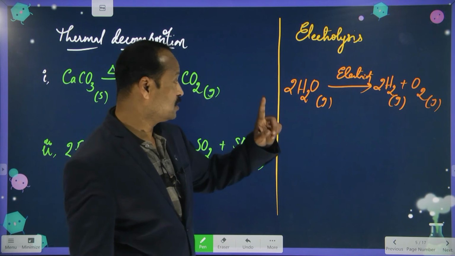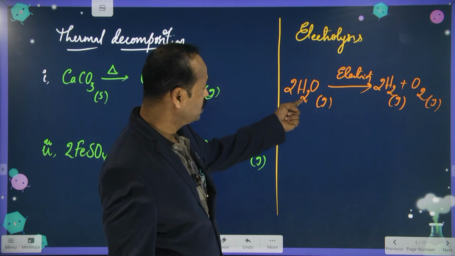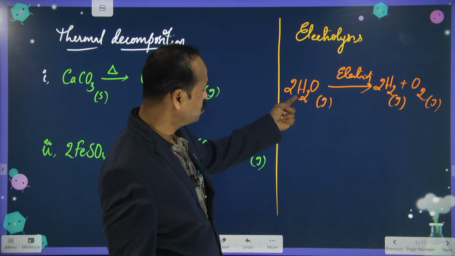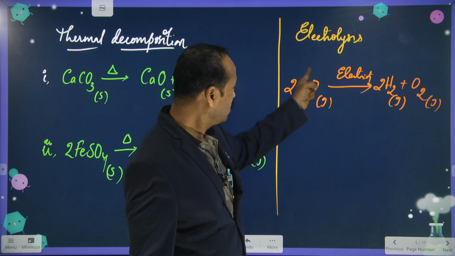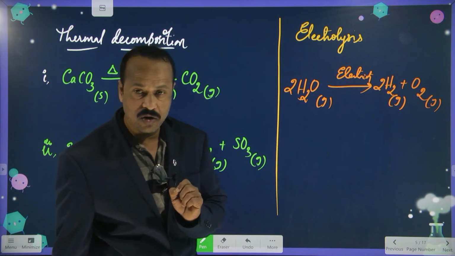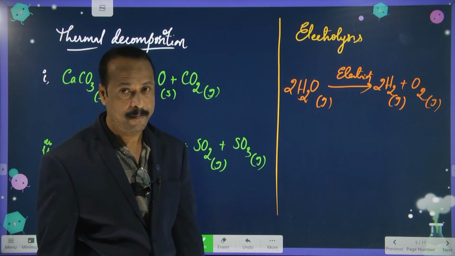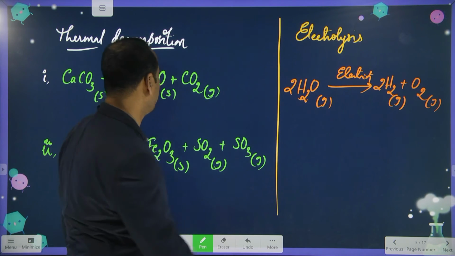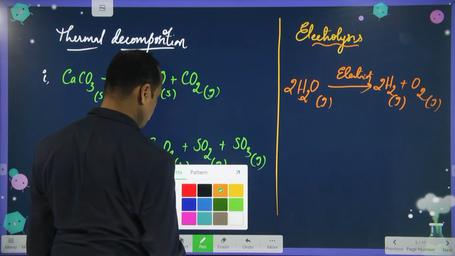Again you have to check whether it is balanced or not. Here 2 twos are 4 hydrogens, and here also 2 twos are 4 hydrogens. Here 2 oxygens, and here also 2 oxygens. So always, when you write a chemical reaction, it should be balanced. So this is about electrolysis. Now let's come to the third one.